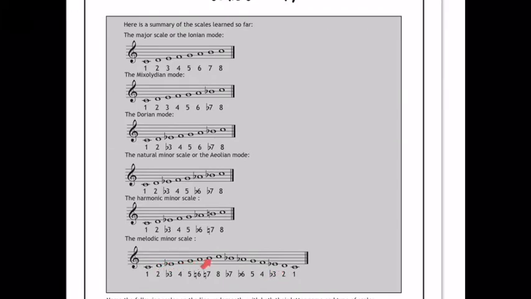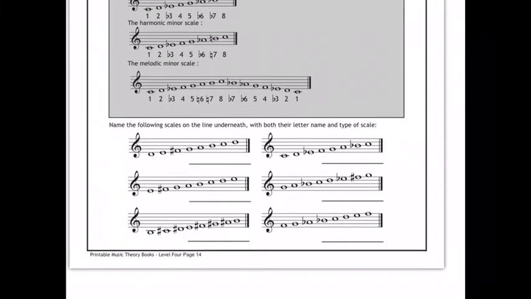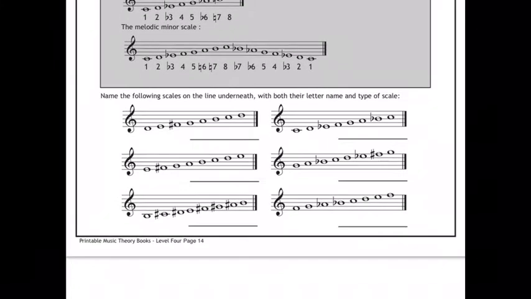Visually this should look familiar because you've seen it before, even though we didn't look at it in this lesson specifically. So, quick review, quick identifying. Name the following scales on the line underneath with both their letter name and type of scale. The letter name will be the easy part because you're literally just naming the first note of each scale, right?